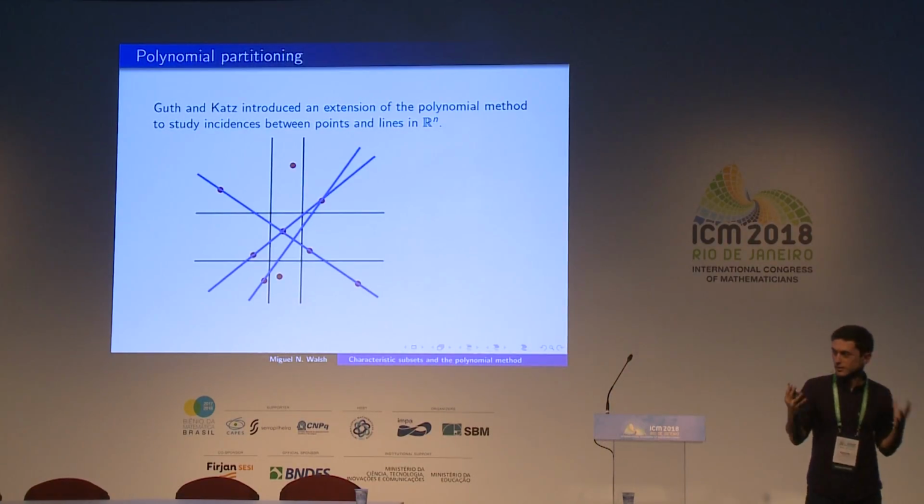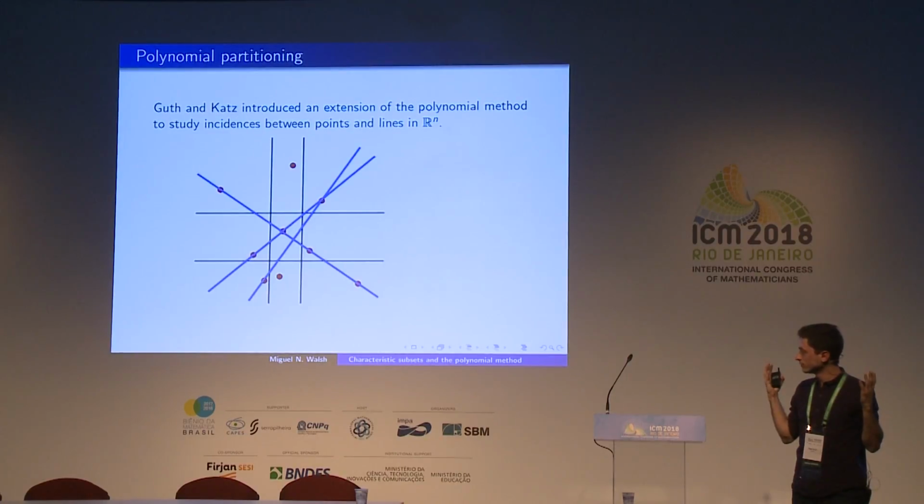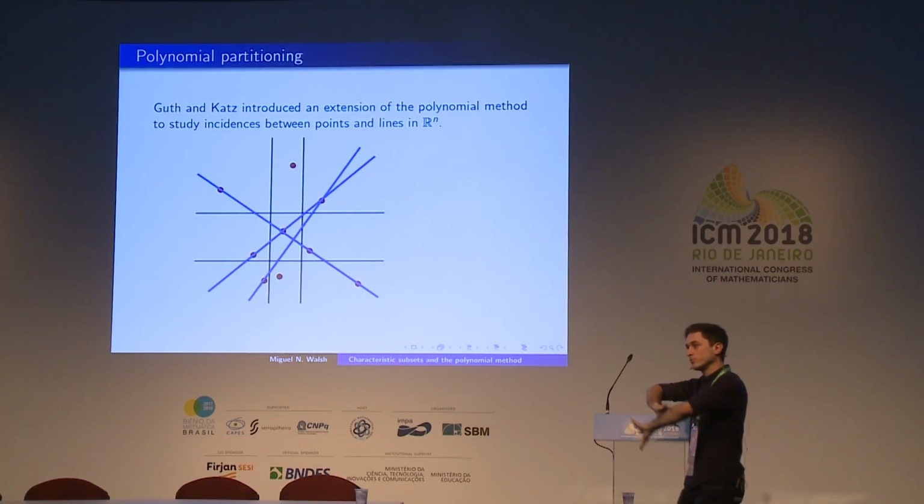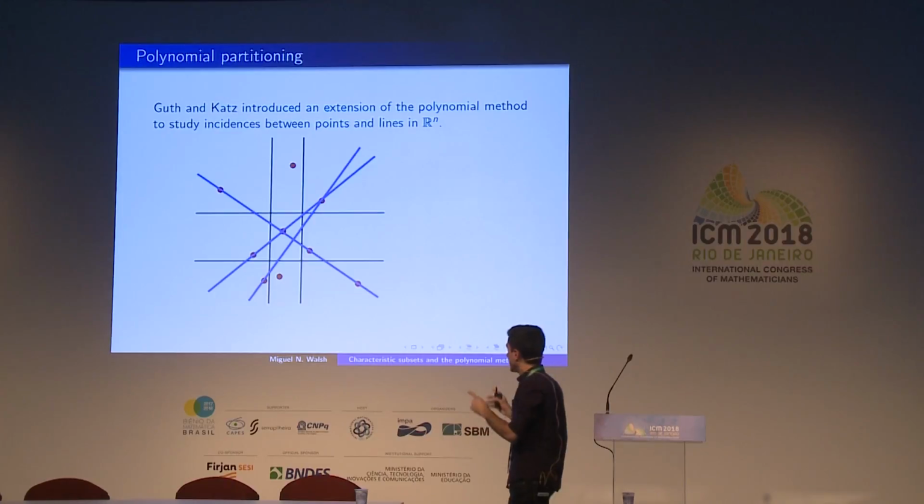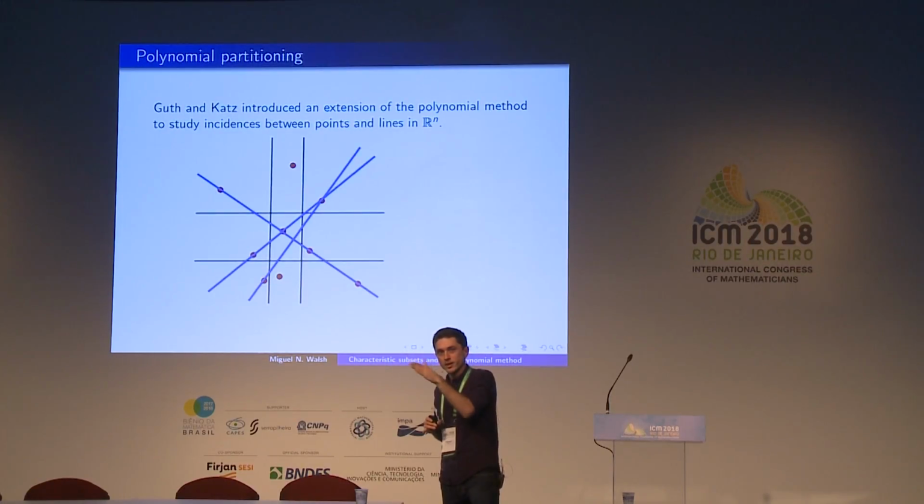This is a formal way to see this. It is that you can actually partition the space in such a way that the points are distributed among space, and then the lines themselves can only touch a few parts of the space.